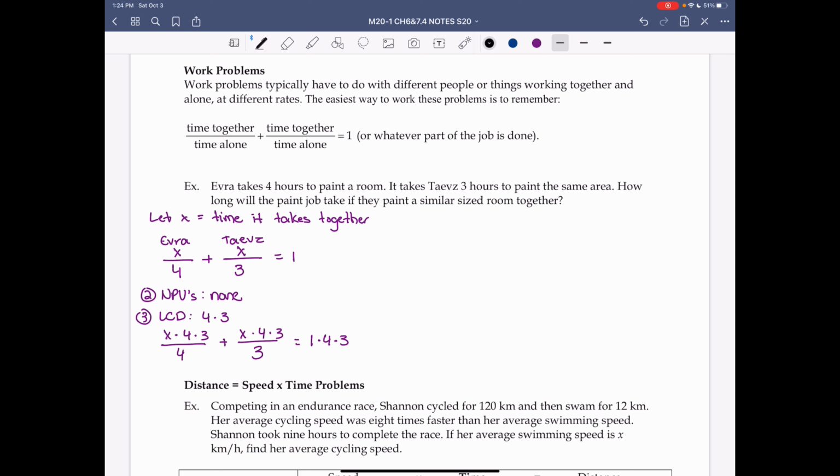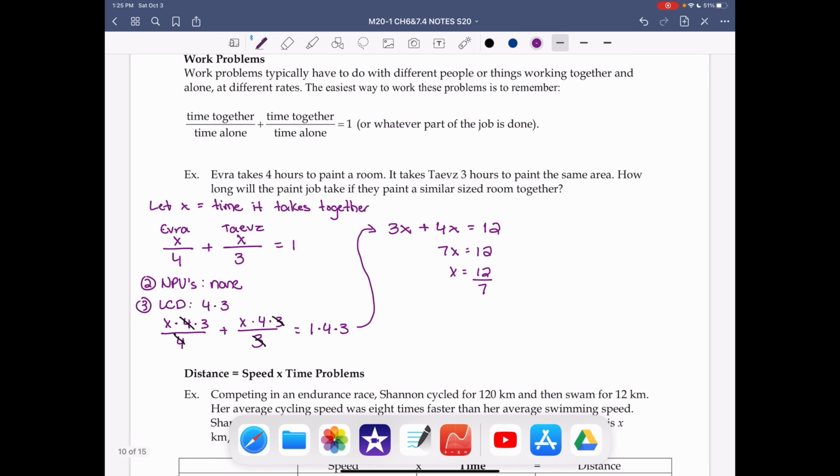We can divide out the 4's in the first fraction, divide out the 3's in the second fraction. We're left with 3x plus 4x equals 1 times 4 times 3 is 12. Combine our x's, 7x equals 12. Divide by 7, x equals 12 over 7.